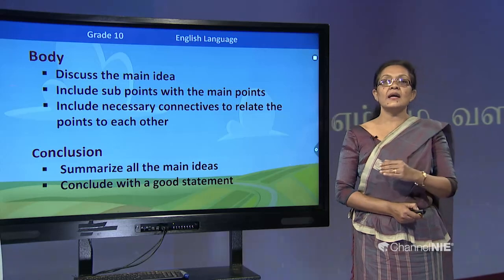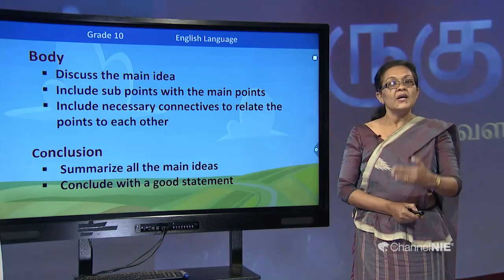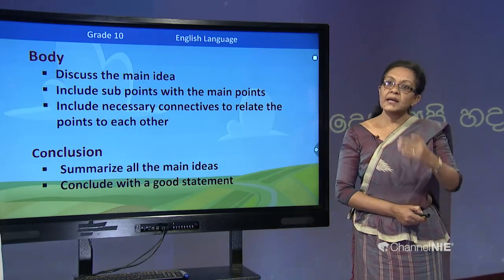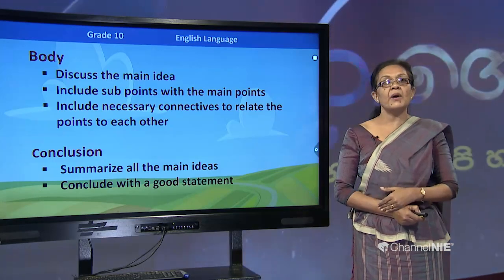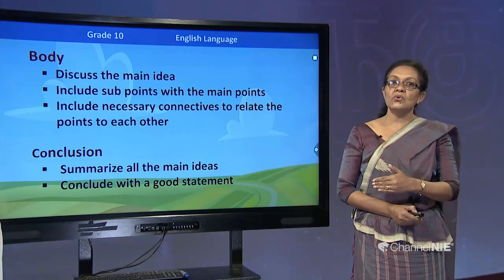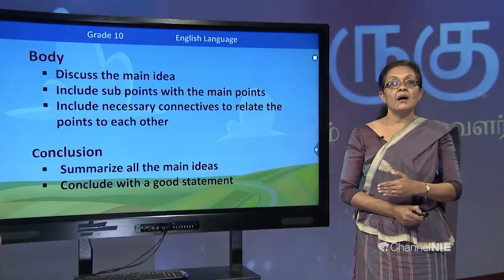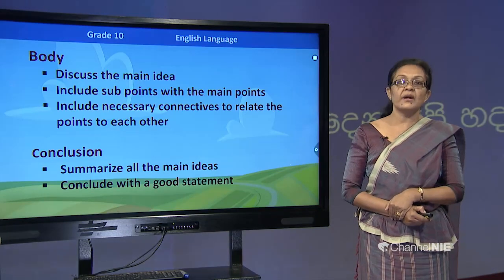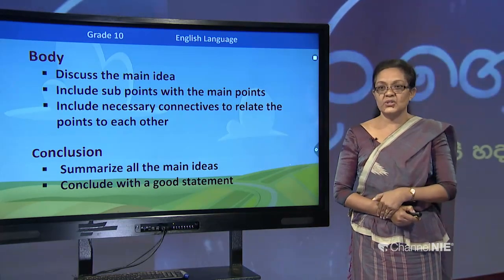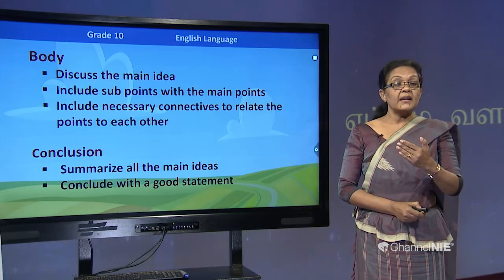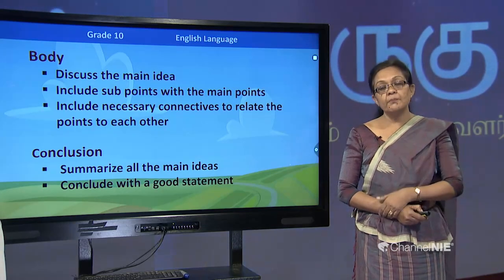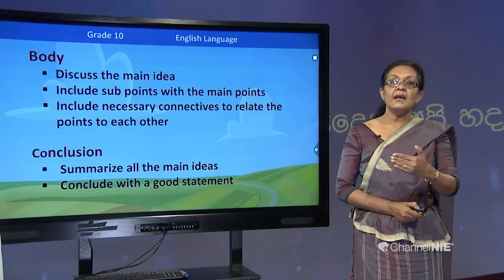There, just like in your articles and essays, you do the same thing, children. What is that? Summarizing the main points. Here also, as you come to the last part of your speech, you have to summarize your main idea, just to make the readers remember what you have been talking about, so that it will be easy for them to remember what they have listened to earlier. And again, you conclude it with a good statement, maybe some inspirational statement, right, depending on what you are talking about.